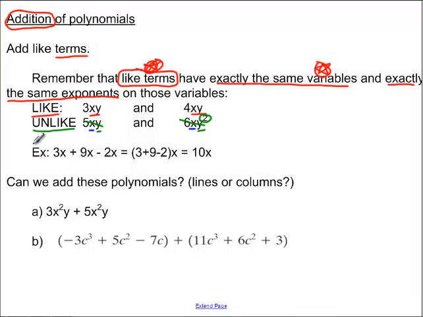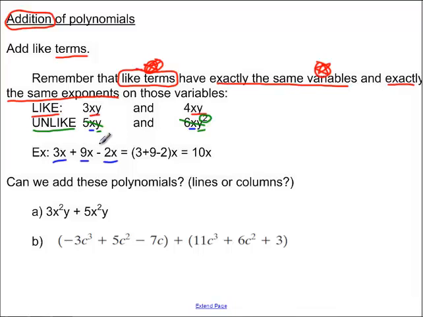If we add like terms, let's take a look at this: 3x plus 9x minus 2x. We want to try and add and subtract them. Terms are separated by addition or subtraction, and to combine them they have to be like terms. Are they like terms? They have to have exactly the same variables, exactly the same exponents. Here's an x to the first, x to the first, x to the first. These are all like terms because they all have x to the first.